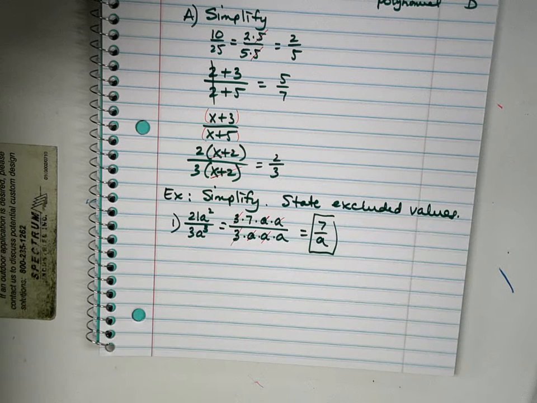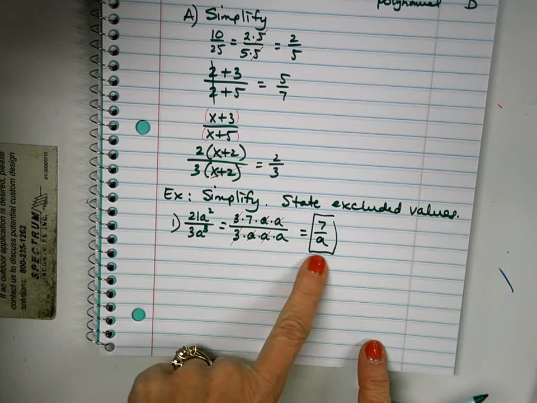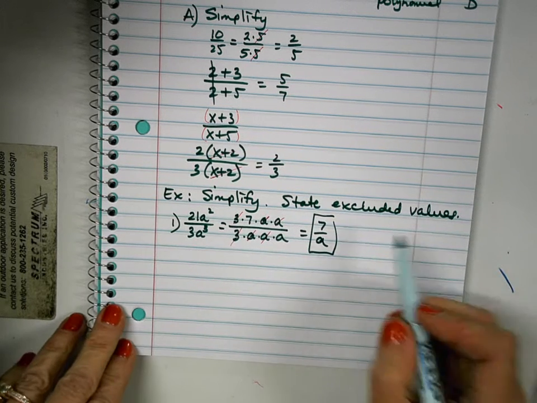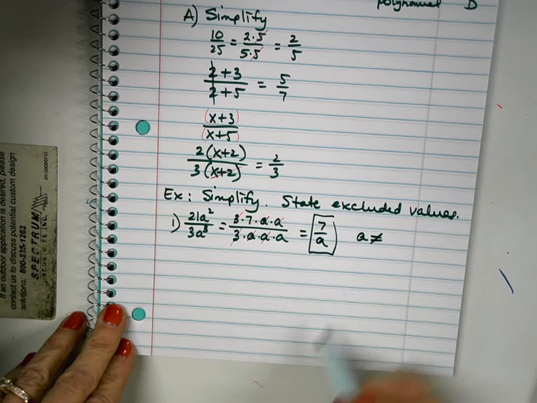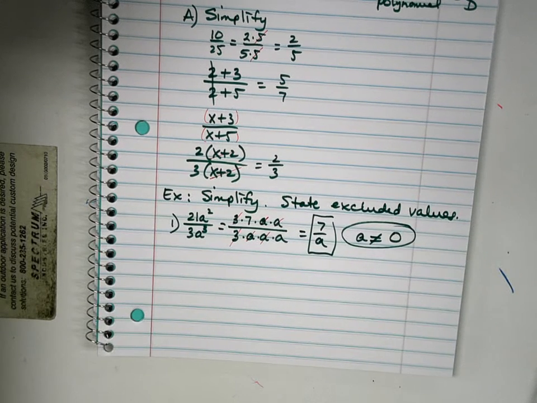Everything is multiplied here. Okay, now as far as the excluded values, I'm only ever seeing, I got a 3a squared and then I got all these a's. There's only one value that a can't be. Can you tell me what a can't be? 0. And that's what you're going to write. Okay, so that's the excluded value part.